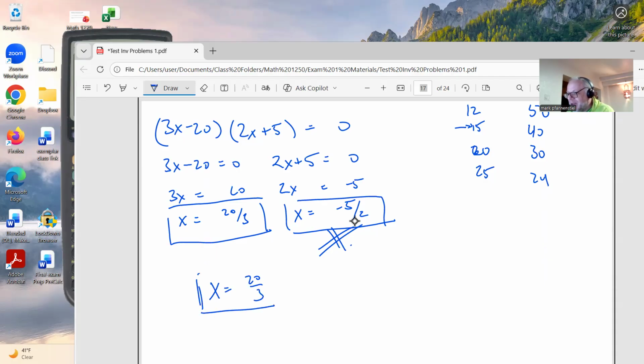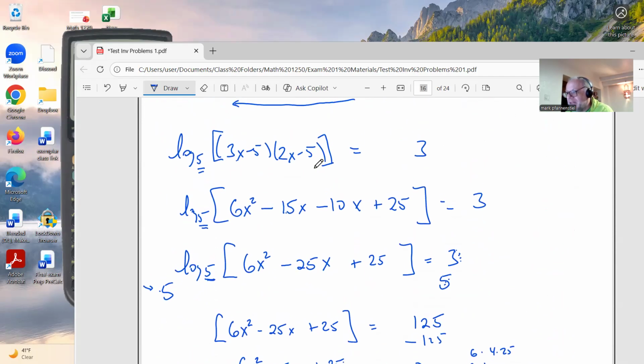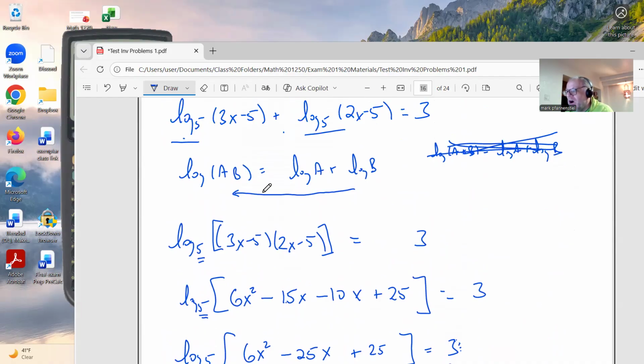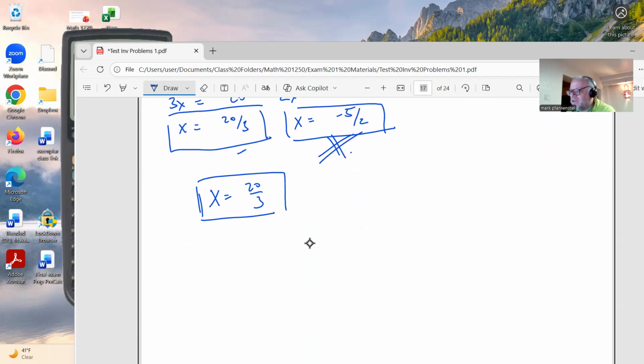And we are happy about that because that's going to give me positive numbers. We do have to check them both. It'd be nice if we did that. So if I go all the way back up here and plug in my 20 thirds, doing this by inspection, 3 times 20 thirds is going to be about 20. 20 minus 5 is positive. 2 times 20 thirds is going to be 40 thirds. 40 thirds minus 5, that's also going to be positive. So by inspection, we've made sure that this actually works. And there we go with our happy answer.